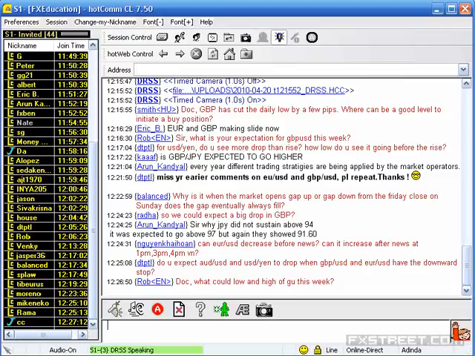So Arun, USD yen is expected to go above 94 to start with, then 97 you should be seeing. We could be seeing that by early May.